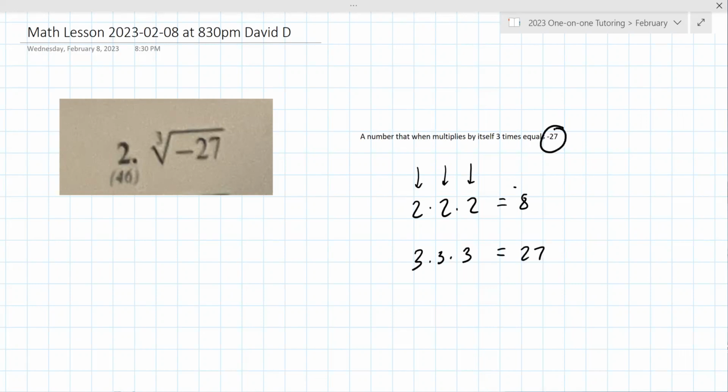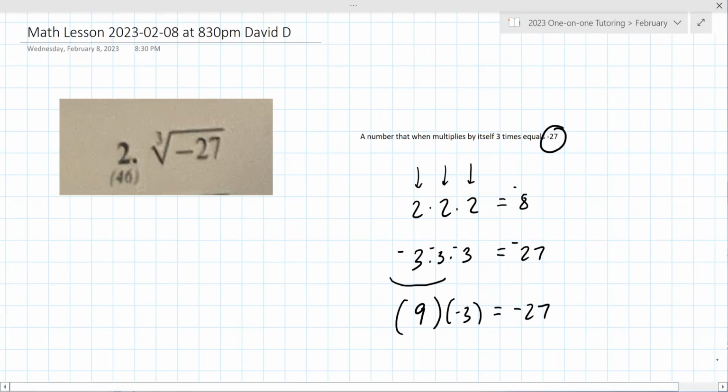But we want negative 27. So this is negative 3, negative 3, negative 3. And that gives you negative 27. Now the reason is negative 3 times negative 3 is positive 9. Two negatives make a positive, but then you're multiplying it by another negative to get the negative 27, right? So I just think we should do one real quick here together again.